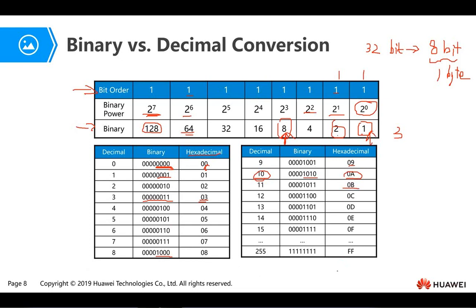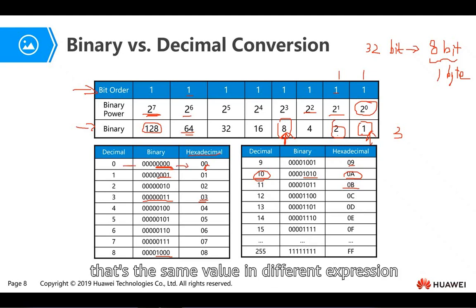This is the conversion between decimal, binary, and hexadecimal. In one row the values are equal, but in different expressions.